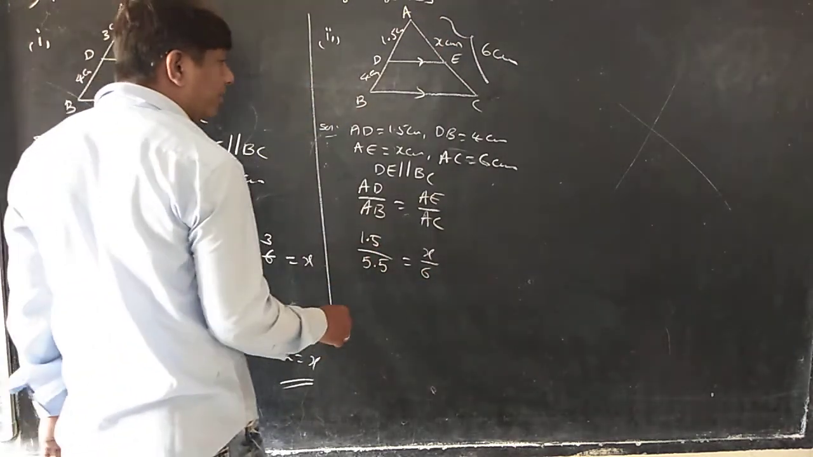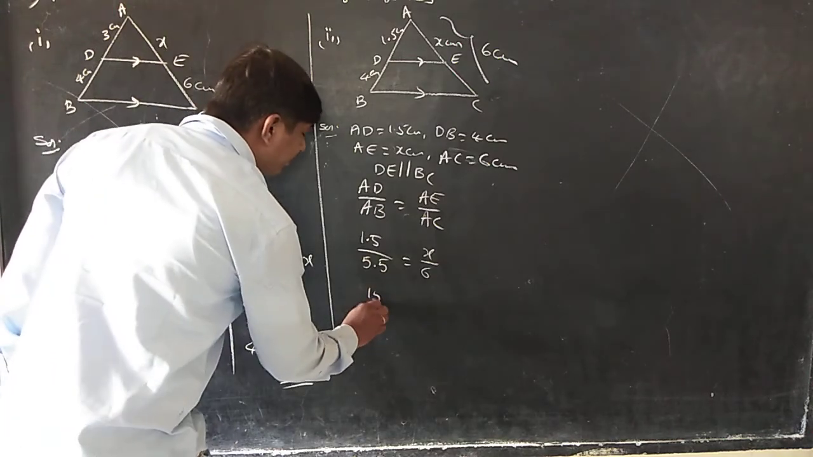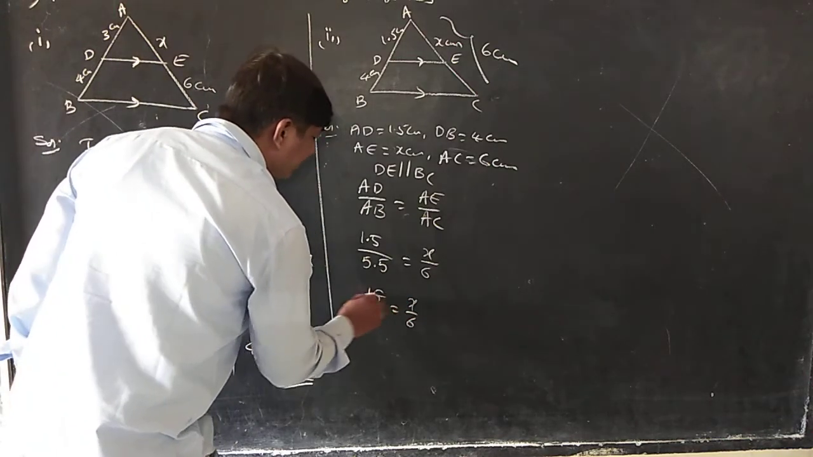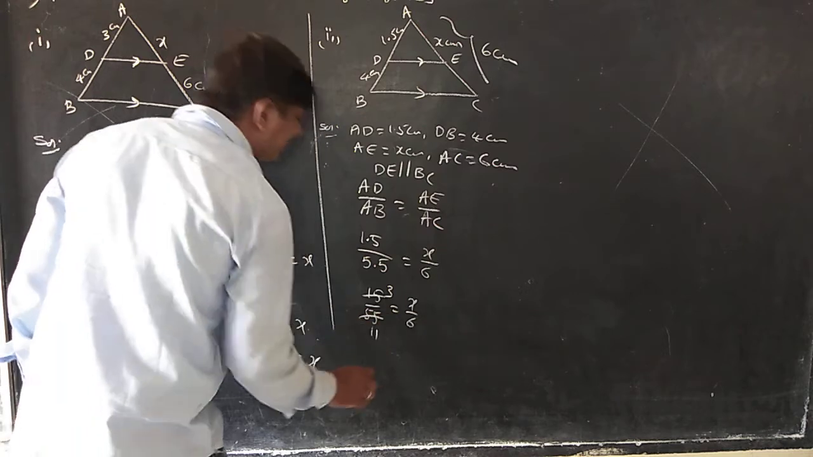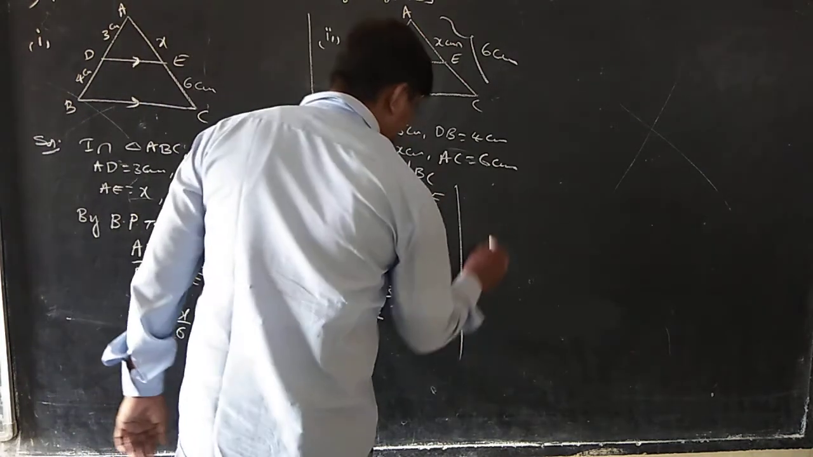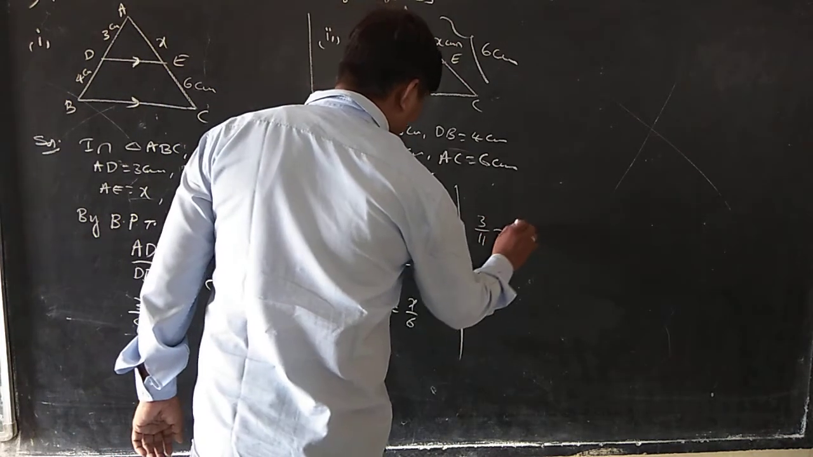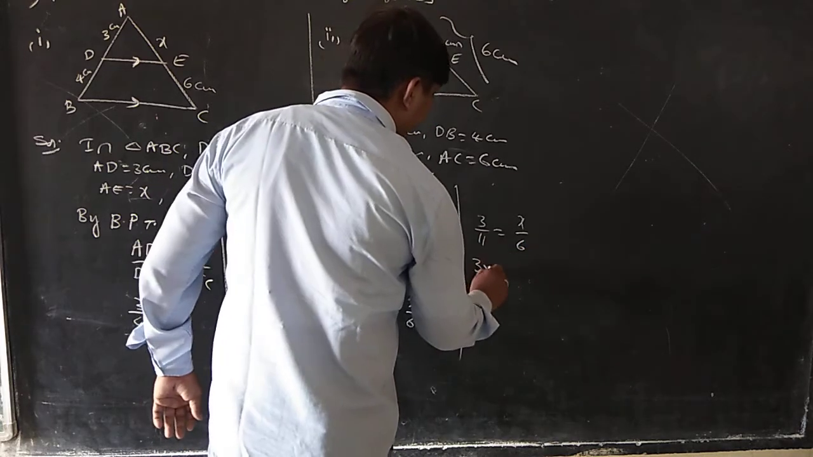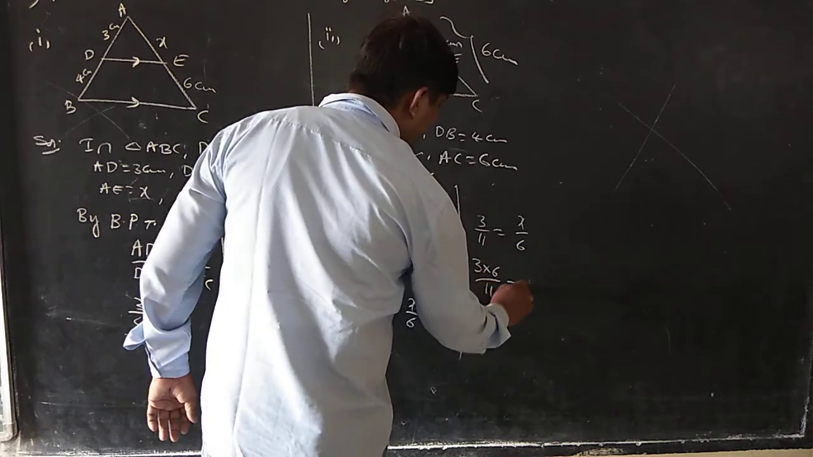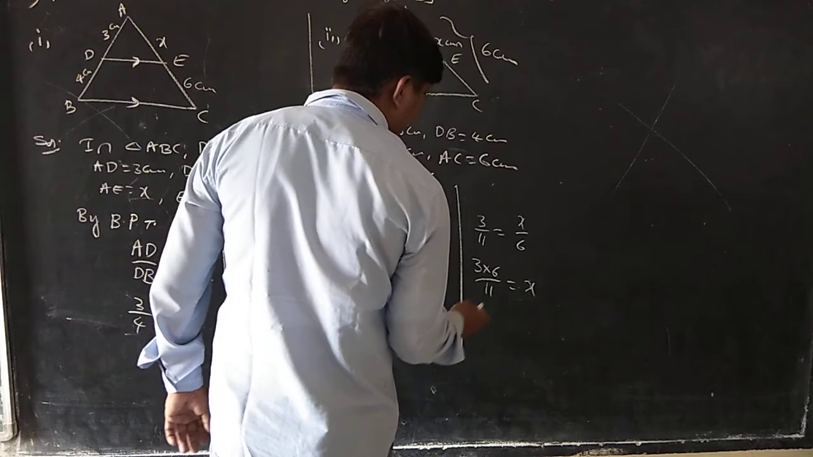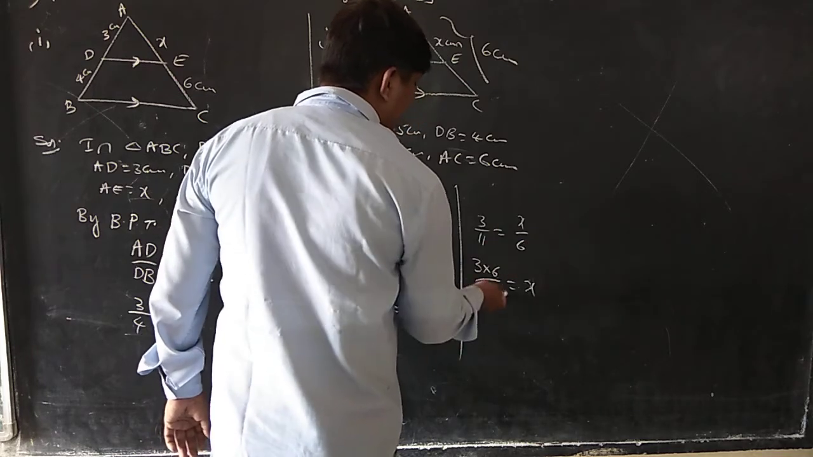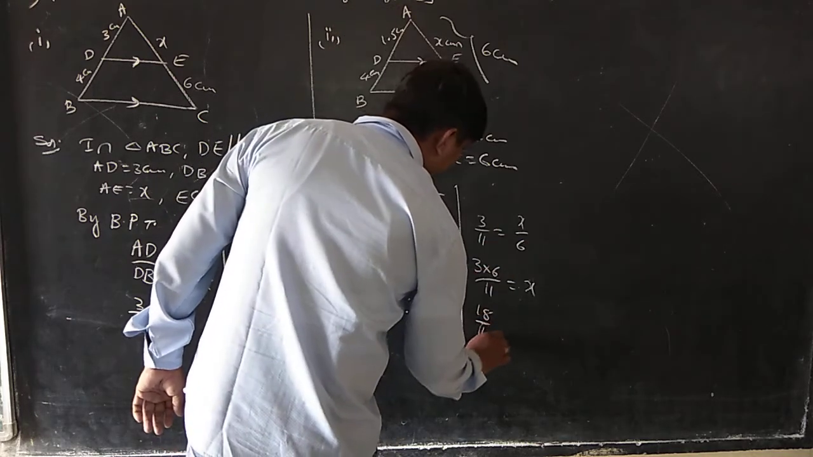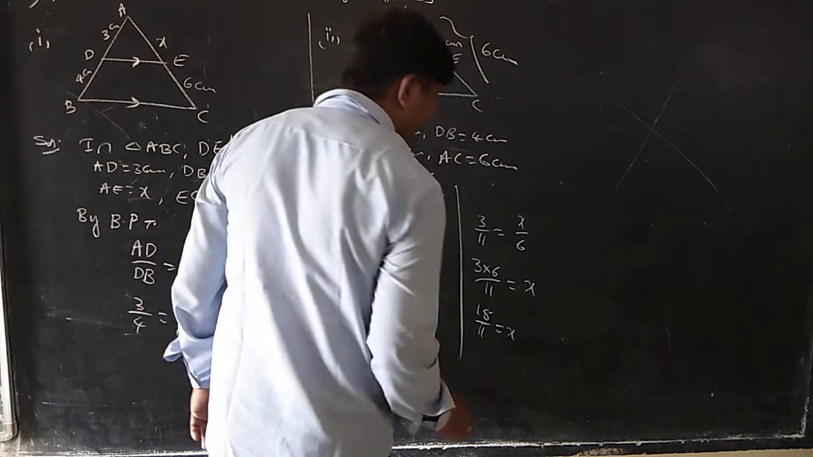Now point to move it. 15 by 55 is equal to x by 6. 5 3s are 15, 5 11s are 55. Now 3 by 11 is equal to x by 6. Cross multiply here. 3 into 6 by 11 is equal to x. X are not transposing. Only 6 are transposed. I don't get any cancellation here. 3 6s are 18 by 11 is equal to x.